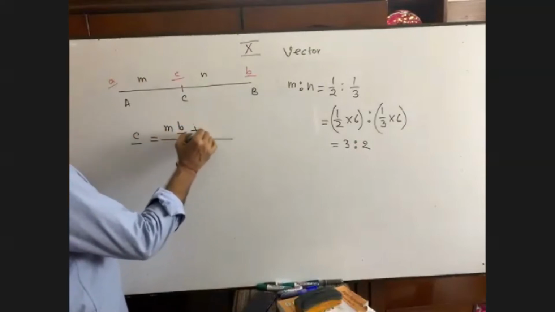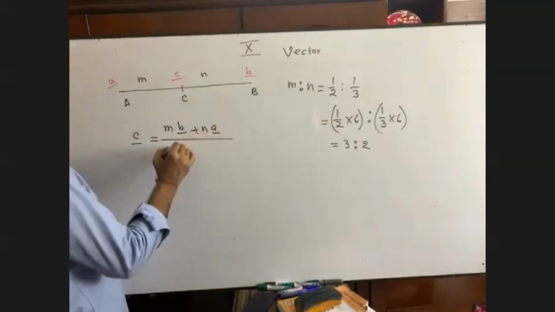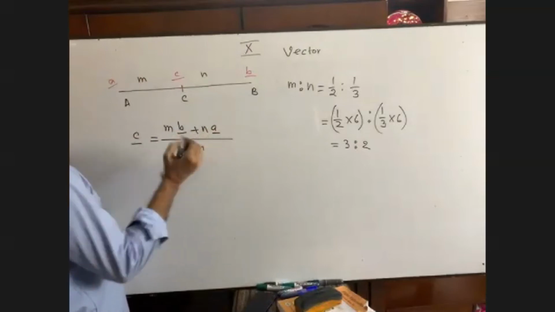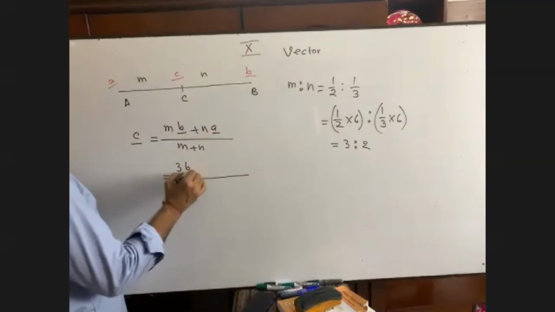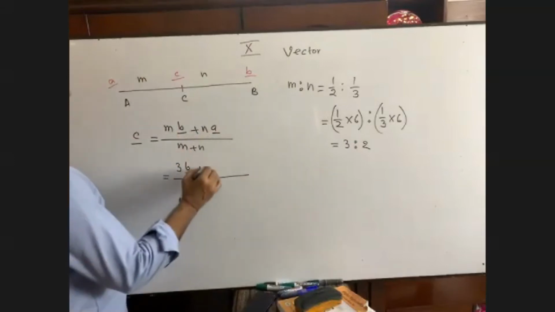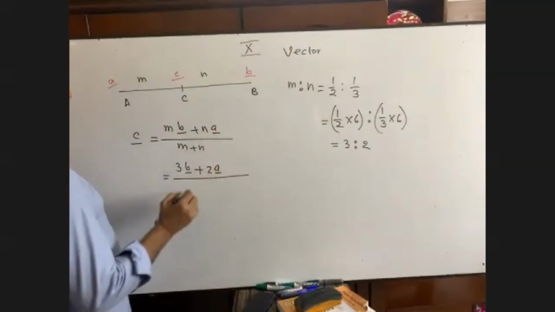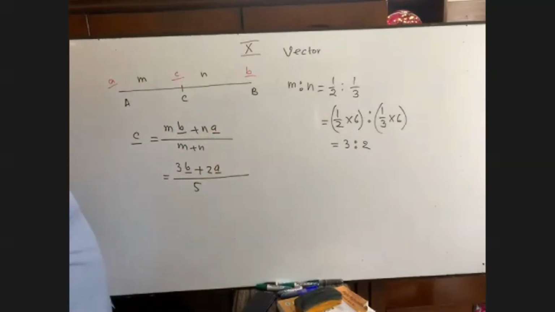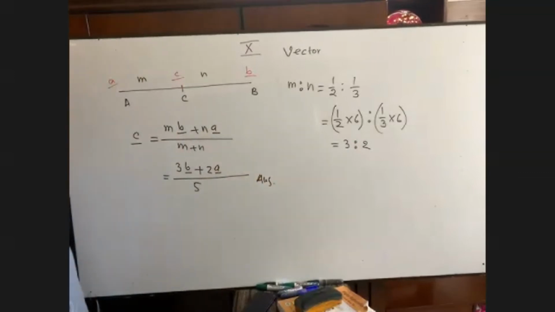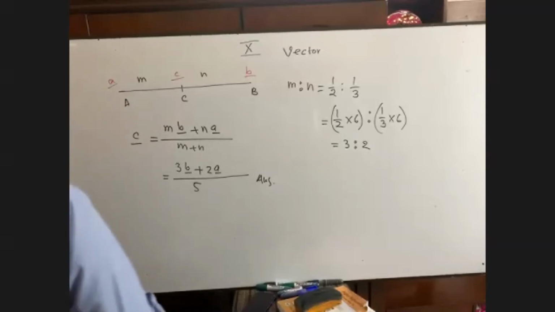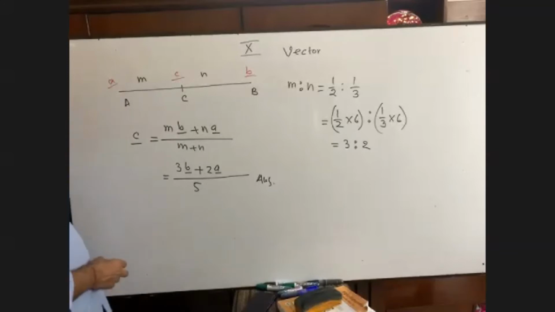MB plus NA by, now put the value. What is M? 3. 3B, what is N? 2. What is M plus N? 3 plus 2, that is 5. This will be given in the exam. Have you got it or not? Yes, sir.